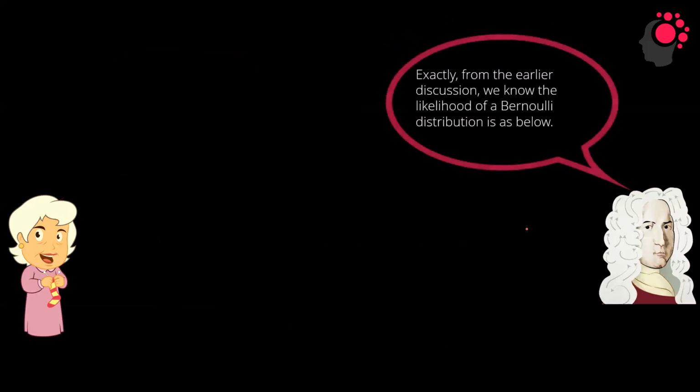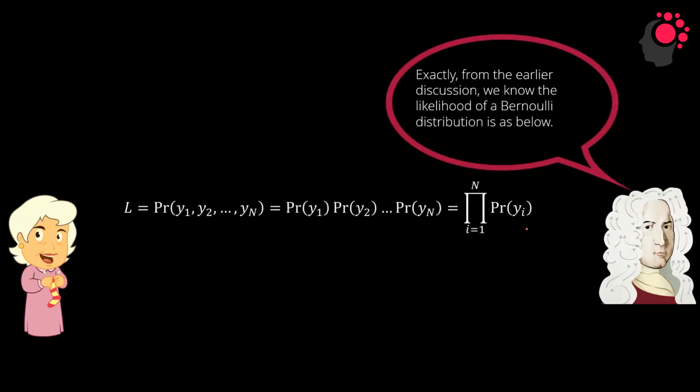And Bernoulli says, precisely, from the earlier discussion, we know that likelihood of a Bernoulli distribution is like this. If I just convert this into the notation that we've seen earlier, this is nothing but p to the power of y into 1 minus p to the power of 1 minus y. That was p^x into q^(1-x), our earlier formula, and I just replaced q with 1 minus p and x in the exponent with y.